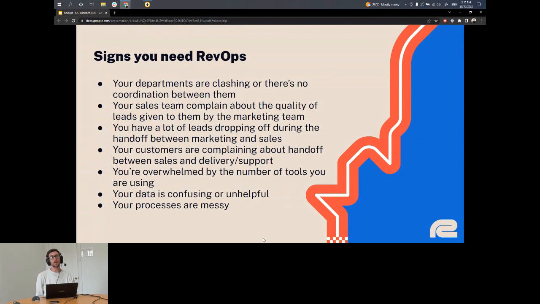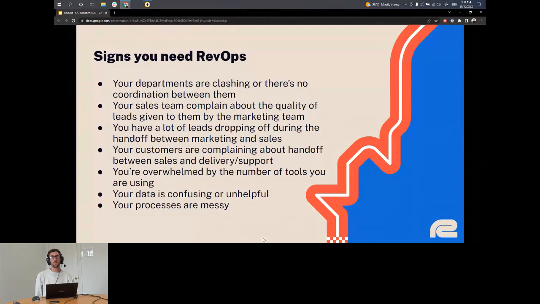Or your sales and marketing departments clash over the quality of MQLs. Disjointed teams are a major momentum killer, and that's when you need RevOps. You probably need RevOps as well if you have a lot of leads dropping off during the handoff between marketing and sales, or you get bad feedback about your onboarding process and the handoff between sales and service teams.